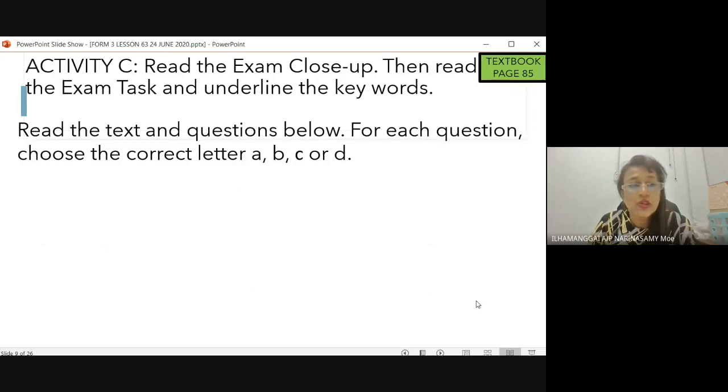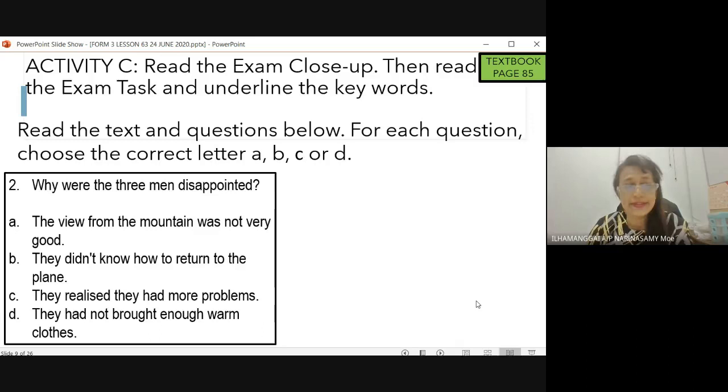Question two. Why were the three men disappointed? Okay, read that and then key in. Yes, Mahasri, the writer didn't give advice because it's breaking news. Yes. Right, so now I want you to look at question two and let me know what the keywords are for the question and answers. Just write, like Sharinya wrote. Okay, why three men disappointed? Okay, what about the options?